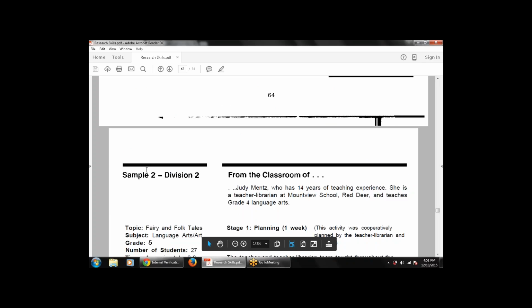So that is one of the samples finished. Now the next sample is from the classroom of Judy Mans, who has 14 years of teaching experience. Sheila has 20 years of experience. Judy Mans is a teacher librarian at Mount View School, Red Deer, and she teaches grade 4 language arts.